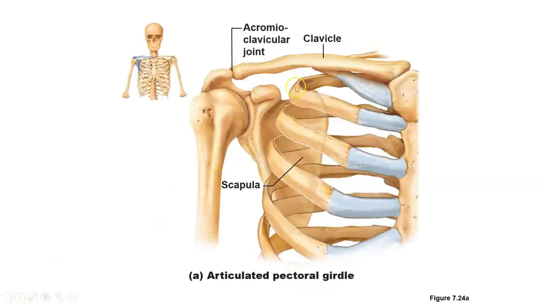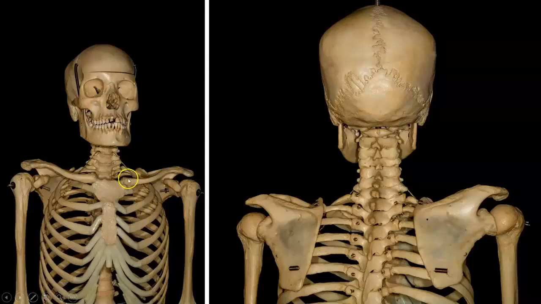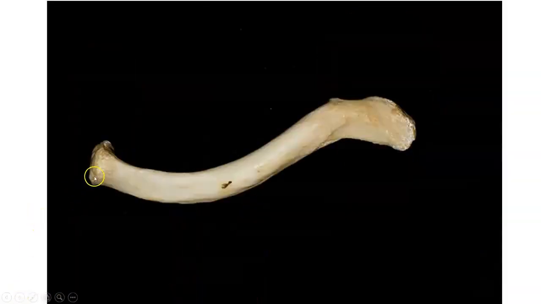Here we see the pectoral girdle, the clavicle, and the scapula. Notice the clavicle articulates with the sternum, and it articulates with the scapula. Here we see the clavicle and the scapula on the skeleton. When we look at the clavicle, we have 2 ends. This is the end called the sternal end, and then the flattened end articulates with the acromion process on the scapula, so it's called the acromion end.